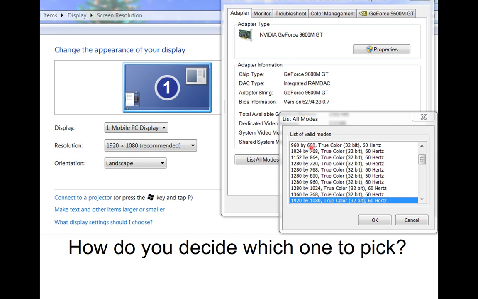Oh my land, look at all of the different choices. Which one should you pick? Well, if you just randomly pick one, you may end up with a distorted image on your screen. So you want to be careful about that. How would you decide which one to actually pick? Well, what you'd have to do is find the ratio of these two, 1920 divided by 1080. Remember that decimal, write it down. And then do the math on some of these other ones and find one that has the same decimal ratio.